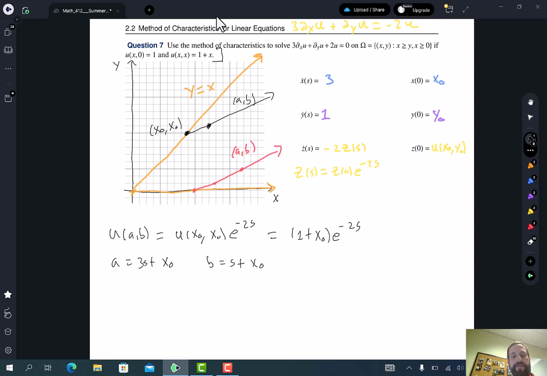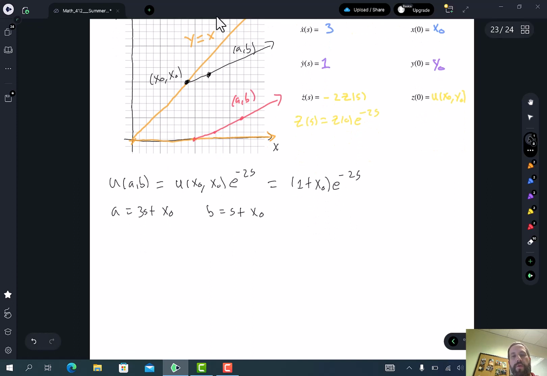Okay, so now I need to figure out what x naught and s are in terms of a and b. There are a number of ways to do this. If I subtract the b equation from the a equation, I get a minus b is equal to 2s. So s is equal to (a minus b) over 2. So I can write this equation as (a minus b) over 2 plus x naught.